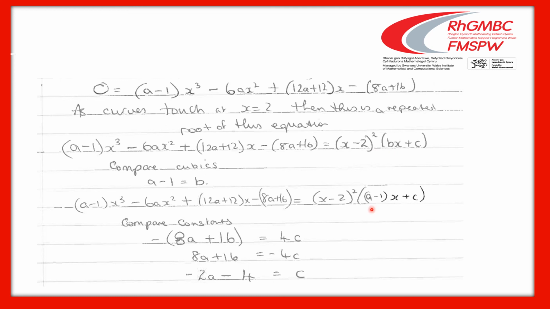and if we compare the constants, so we have a minus 1 x cubed, so many x squared, so many x, and we have negative bracket 8a plus 16 as the constant term on the left hand side. And we have a look at how many constants we have on the right hand side here. We would get constants from the minus 2 all squared, which is positive 4, times c. So it's equal to 4c on the right hand side. And simplifying that, we get that there's a relationship between a and c, that c equals minus 2a minus 4.